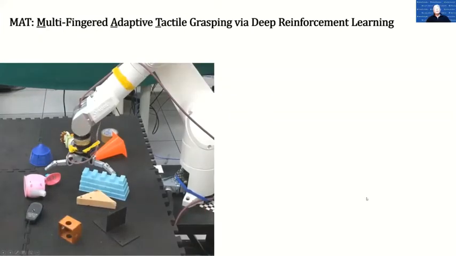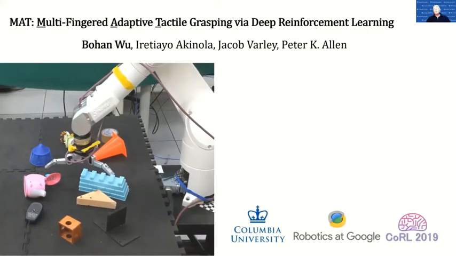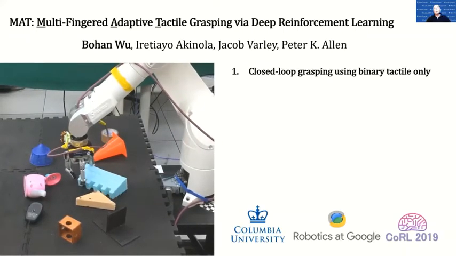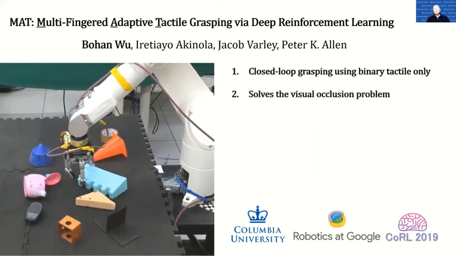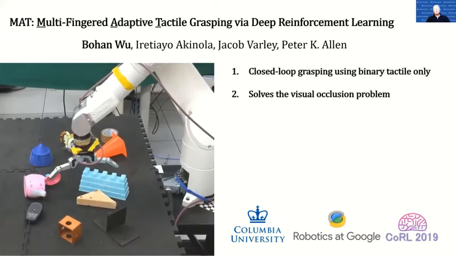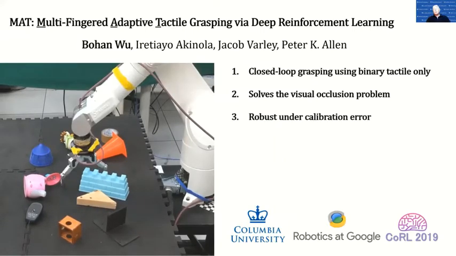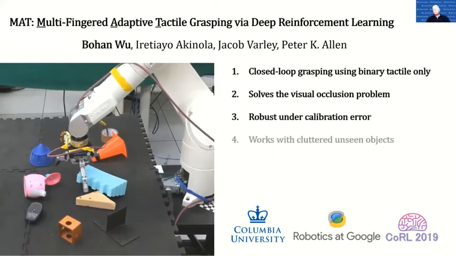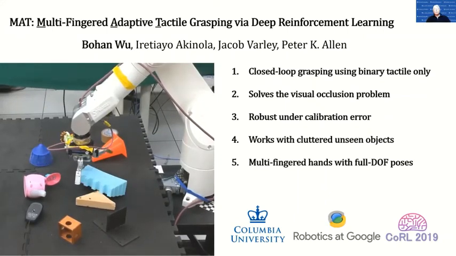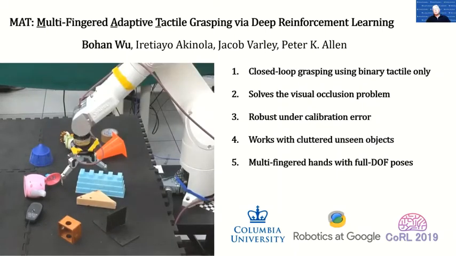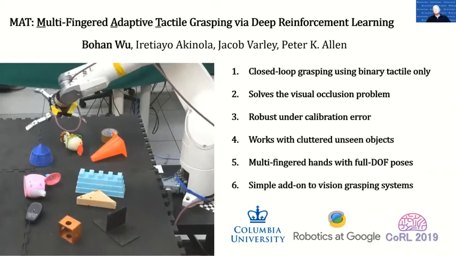First, let me present MAT, which is multi-fingered adaptive tactile grasping by deep reinforcement learning. These are my co-authors, and this is a closed-loop grasping system using binary contacts only with tactile sensors. It solves the visual occlusion problem in that often when you're trying to grasp something, the hand gets in the way, you can't see at the very end, and you have errors. It's robust under calibration error, which we'll show you. It works with cluttered, unseen objects. Works with multi-finger hands with full degree of poses, not just top-down or simple binary grippers. And it's a simple add-on to a vision grasping system.